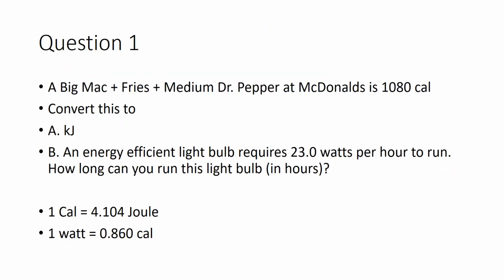So like we did on the pressure and gases, we're just going to start getting used to units of energy. So our first question is, let's say that you went to McDonald's. You decided to get a number one with a medium Dr Pepper, which is Big Mac, fries, medium Dr Pepper. That is 1,080 calories.